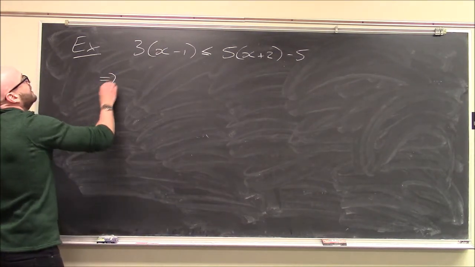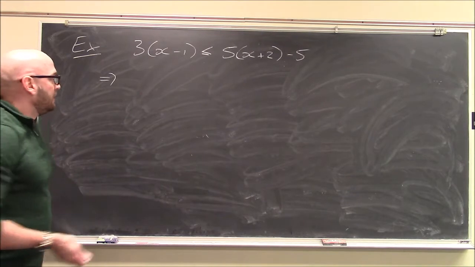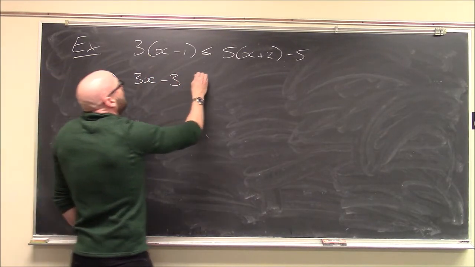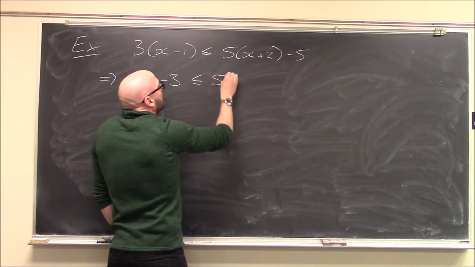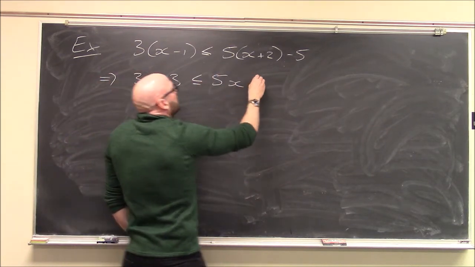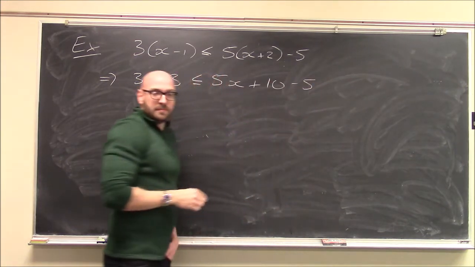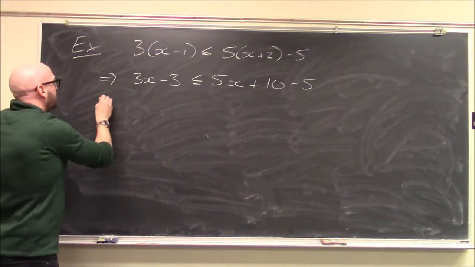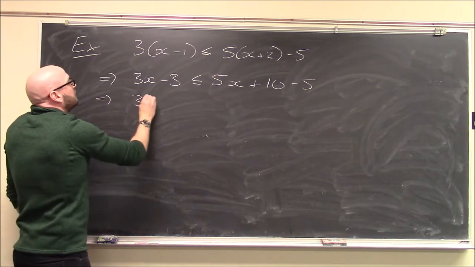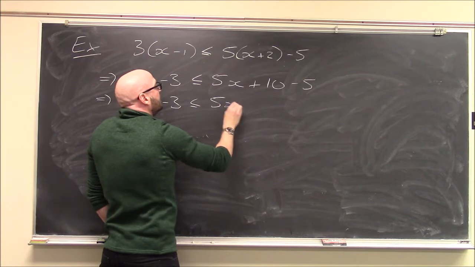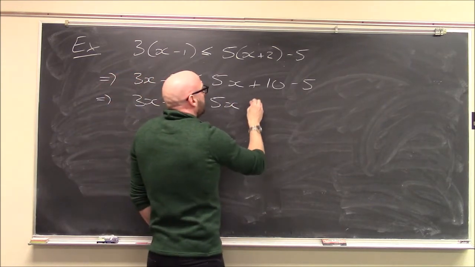So what's our first step? Well, we distribute everything out. So we've got 3x minus 3 is less than or equal to 5x, 5 times 2 is plus 10, minus 5. Let's just simplify that right-hand side really quickly. This is 3x minus 3 is less than or equal to 5x plus 5.